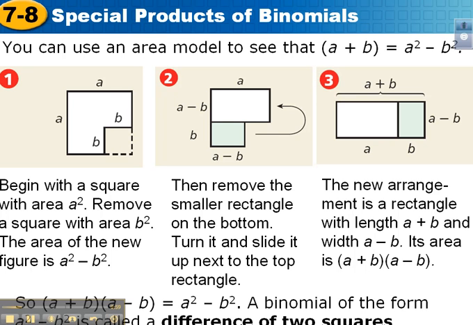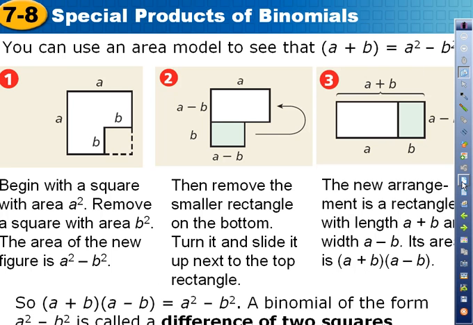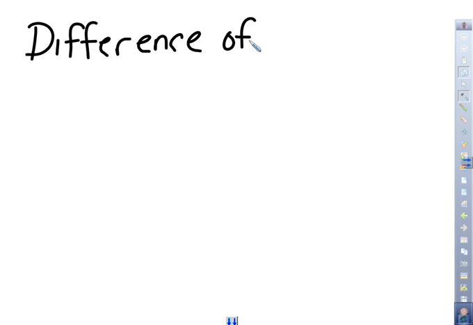Stick with me here. So, they're telling you that a plus b times the quantity a minus b is a squared minus b squared. A binomial of that form is called a difference of two squares. So I'm going to pop up here what I want you guys to write down. Because what they just did is a little bit confusing. Difference of two squares.